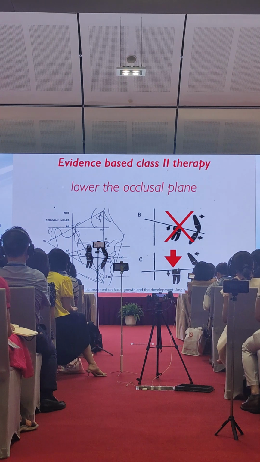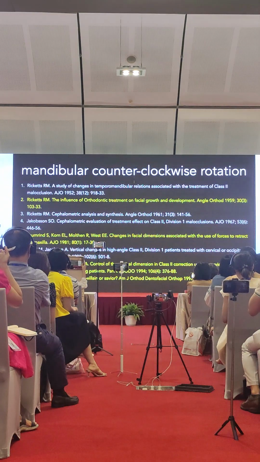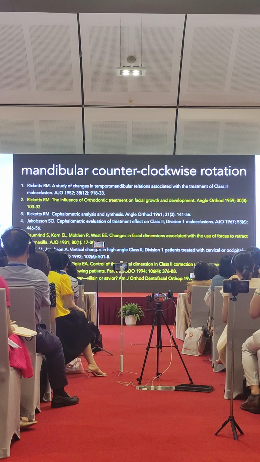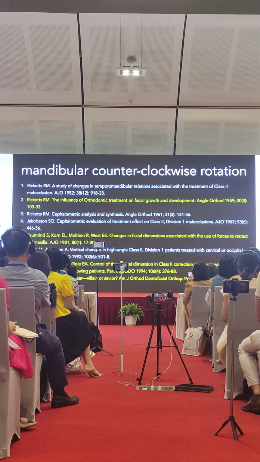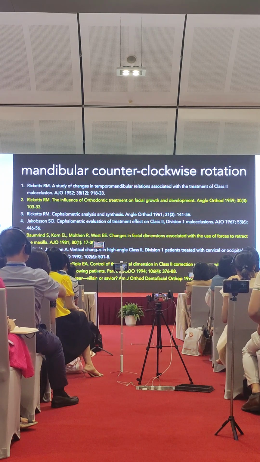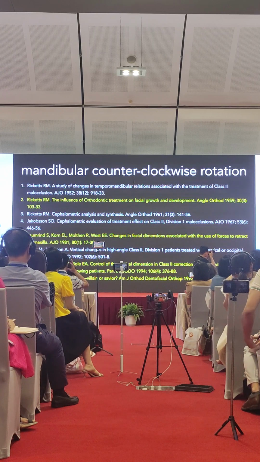So we avoid the intrusion of the upper molars, and we avoid the extrusion of the lower molars in class 2. And Ricketts described this back in 1952, and he said, I don't know why, but when we maintain the occlusal plane low, below the side point, the mandible goes forward. I don't know why. It was back in '52. He was 32 years old.